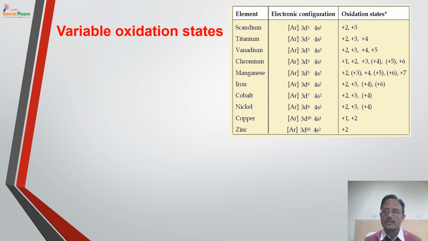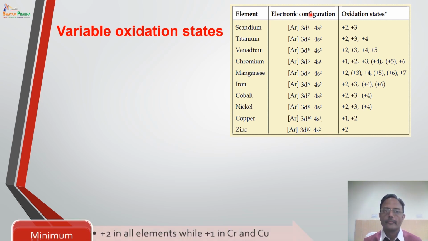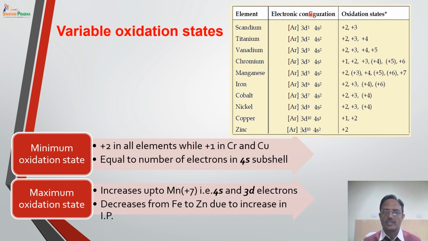Now we will discuss some important properties of these variable oxidation states. What is the minimum oxidation state in all these elements? You will find that the minimum oxidation state is either +2 or +1. Most of the elements are showing +2 as minimum oxidation state, while only chromium and copper, they are showing +1 as minimum oxidation state. What is the reason for this?